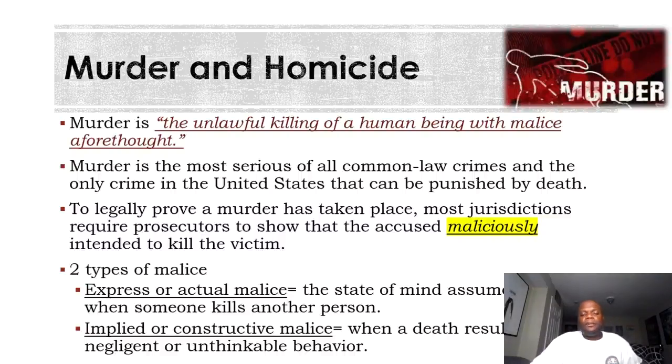But to legally prove a murder has taken place, jurisdictions require prosecutors to show that the accused maliciously intended to kill the victim. When we talk about malicious intent, we don't mean that this was an accident. We don't mean that this was done other than to absolutely end the person's life, maliciously killing the individual. And so 2 types of malice exist: express or actual malice, the state of mind, and then implied or constructive malice, when the death results from negligent or unthinkable behavior.